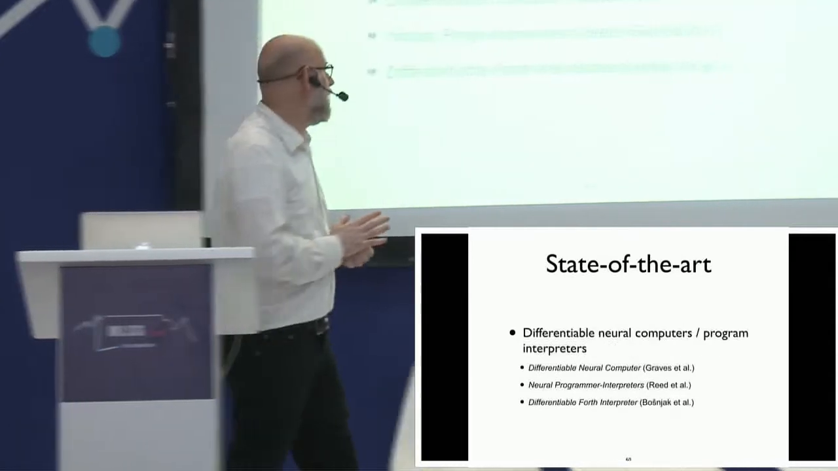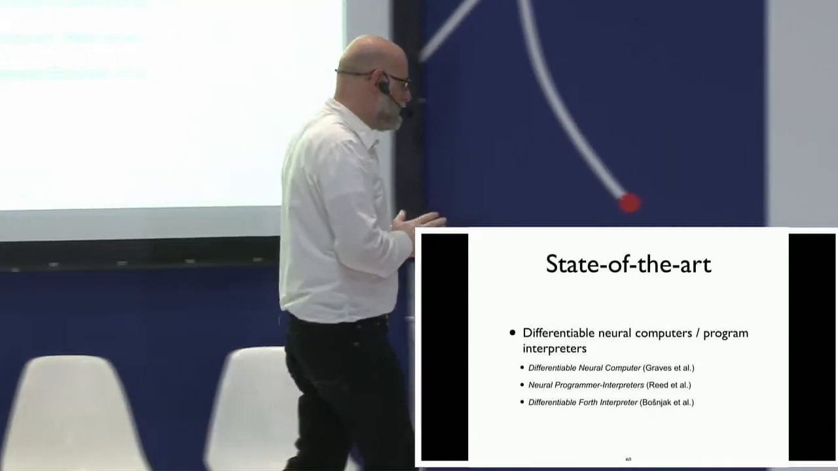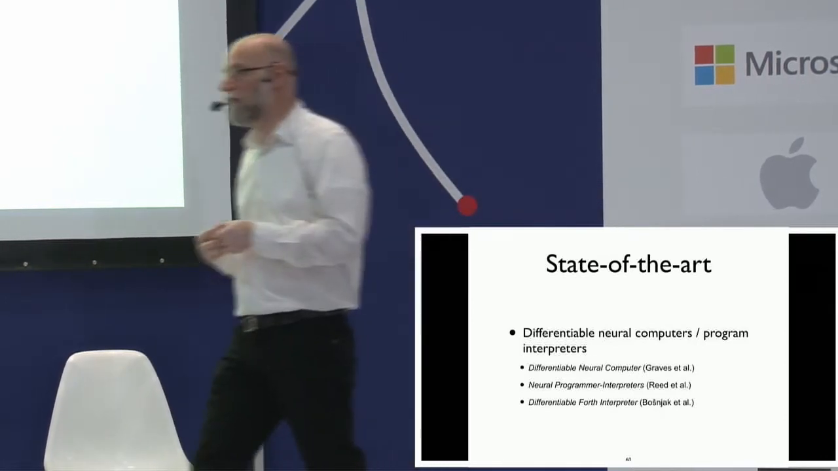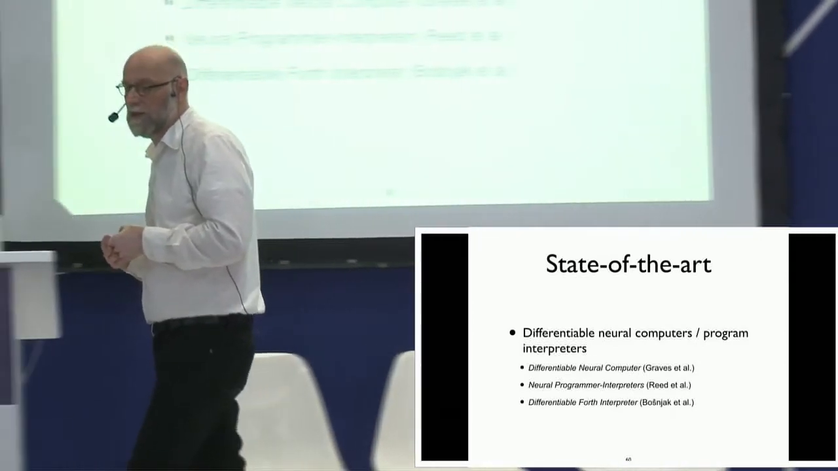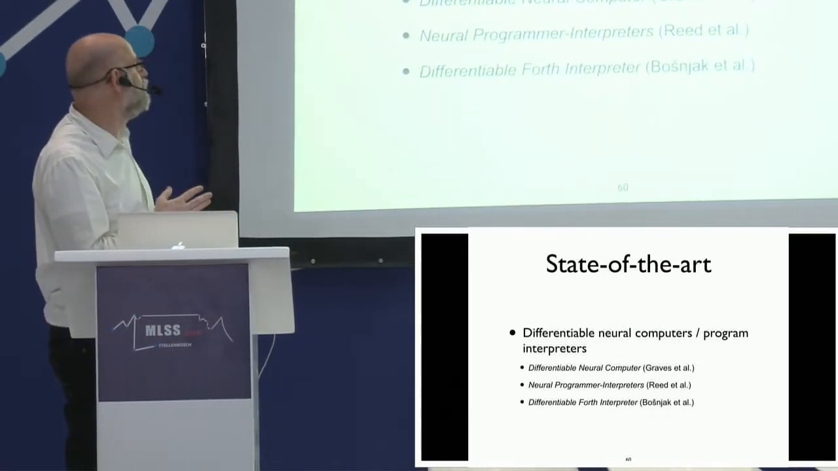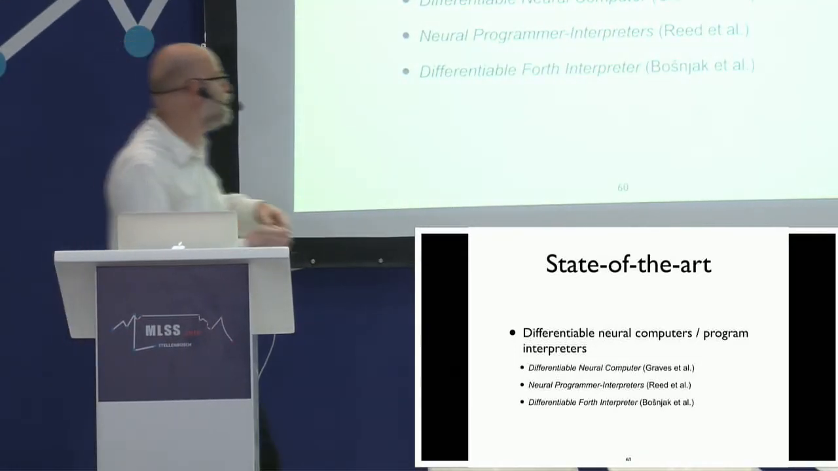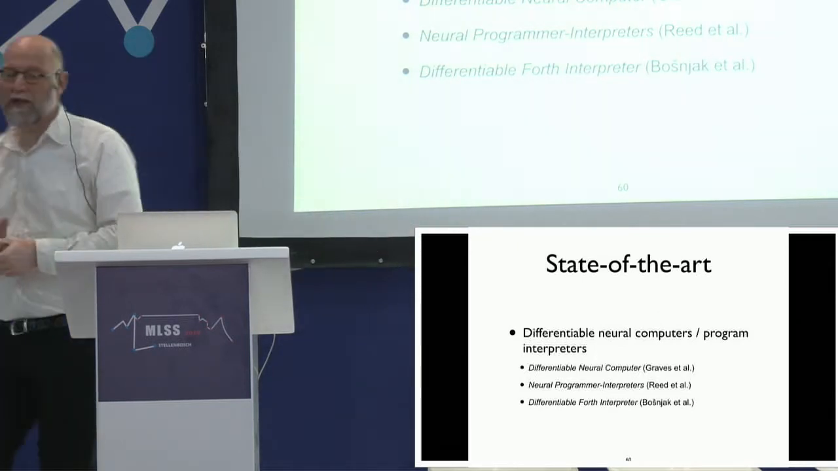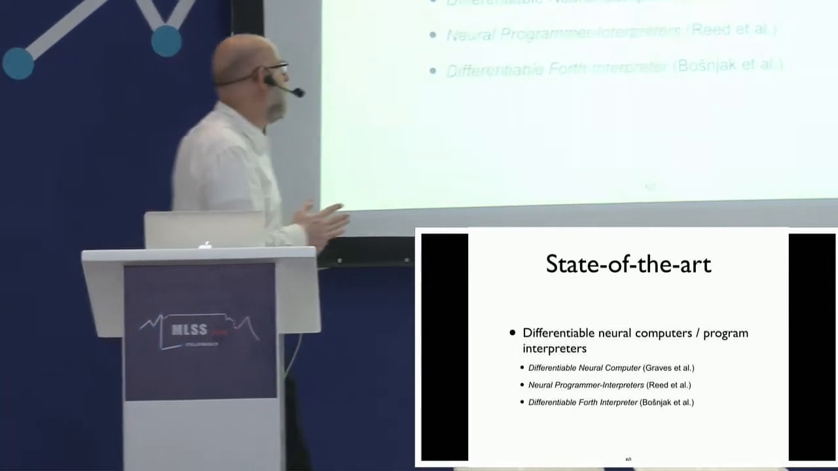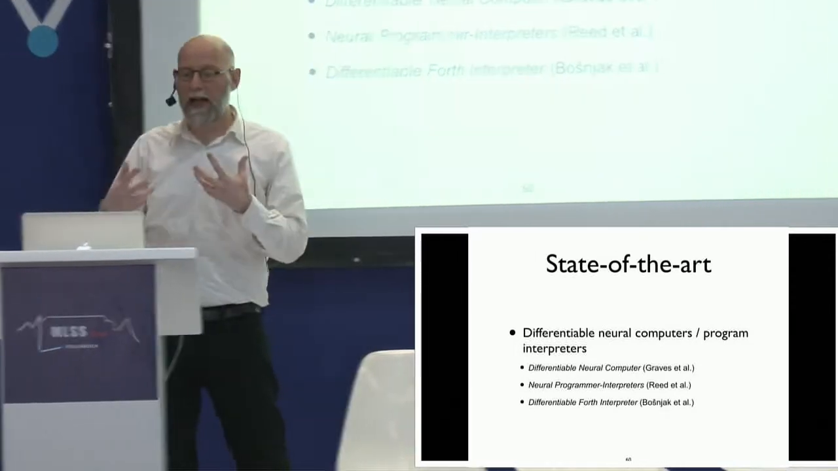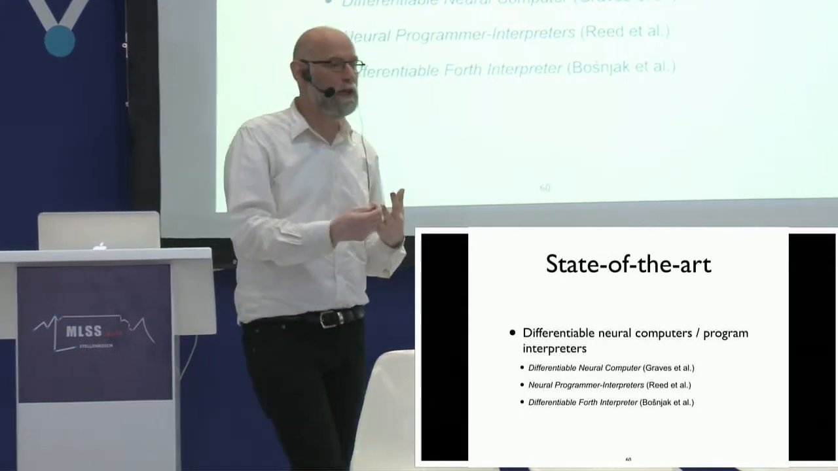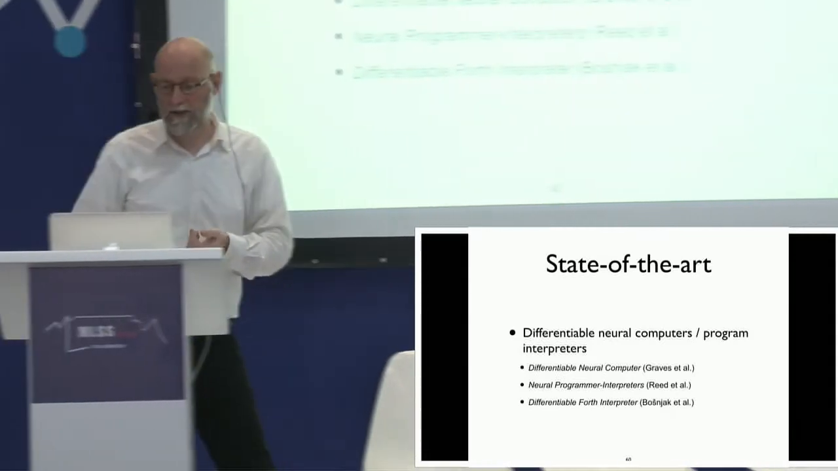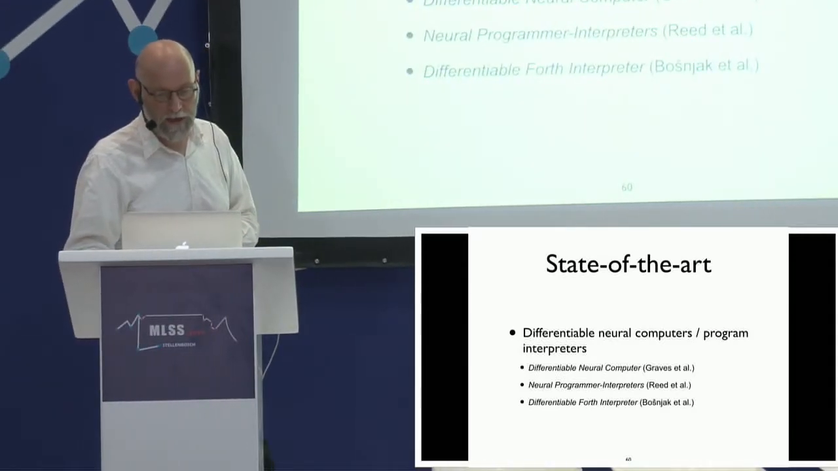And then the last style of work is more connected to programming frameworks. Here you also have the differentiable neural computer and differentiable programming languages or interpreters. The one that we have been inspired by is the differentiable Forth interpreter that people are using. And the idea there is that you get a programming framework and you try to learn programs for that. This is essentially what you have there.